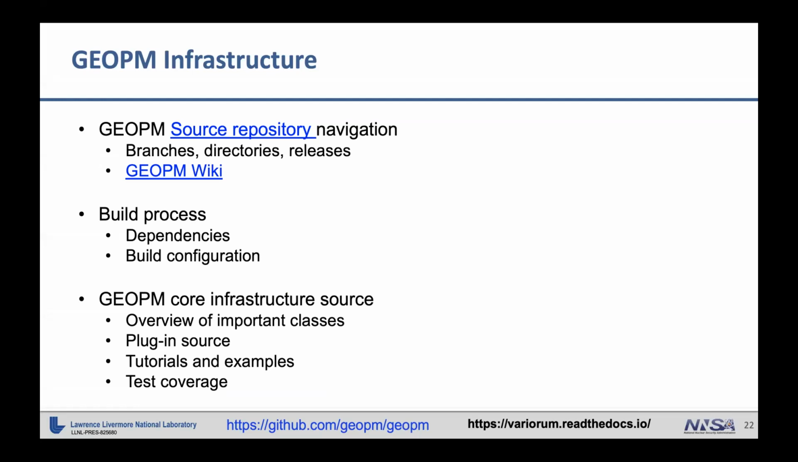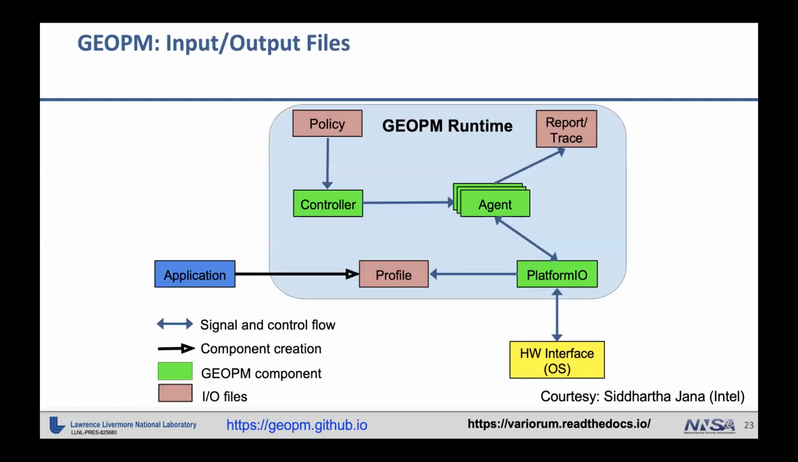GOPM is available on GitHub at the link that I provided. GOPM provides a wiki as well where you can track activities, documentation, and other things. The build process uses a standard configure and make workflow, and it should build out of the box on most systems. I won't be able to give a demo of the GOPM build, so I'll skip that. These are the input and output files generated by GOPM when it runs alongside the application. We'll look at the input first, the policy JSON. The policy JSON is submitted by the user or the administrator. Typically, it has a power budget and the algorithm that you want to run along with the power budget.